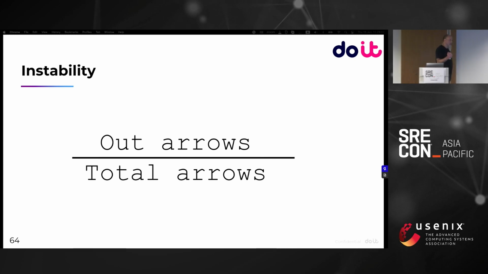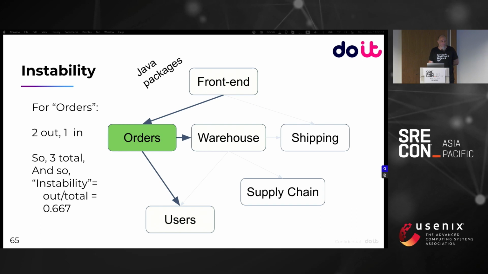Instability, for some reason Mike Clark, the inventor, counts instability rather than stability, as the out arrows over the total number of arrows. And remember, the database, the infrastructure should be stable. The front end may be unstable. That's how it should be. Is it? Well, that's why you have the tool.